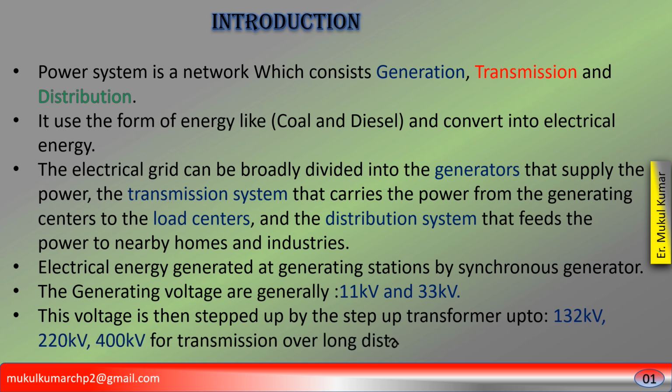Electrical energy is generated at the generating station by the synchronous generator, and the generating voltages are generally 11 kV and 33 kV. This voltage is stepped up by the step up transformer to 132 kV, 400 kV, 220 kV for transmission over long distance.